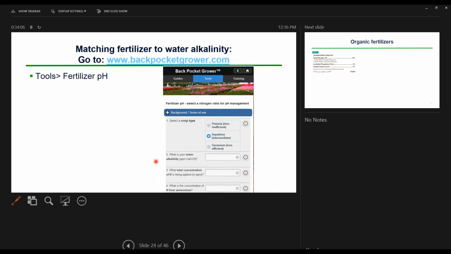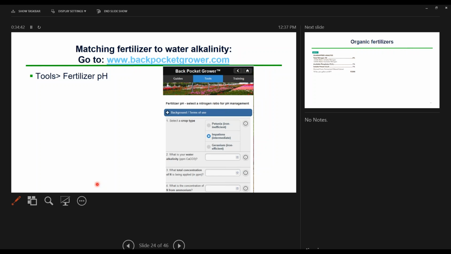Okay? So if you want to match fertilizer to the water quality, if you go to backpocketgrower.com and then you go under tools, there's one that's called fertilizer pH. And then basically you need to have your water test, and you can make your inputs there, and it's going to give you a warning and tell you if you choose this fertilizer with that water alkalinity, then the most likely reaction is going to be this. Or it's going to show you a green light saying, yeah, that's a good match. So very important that you look at that.